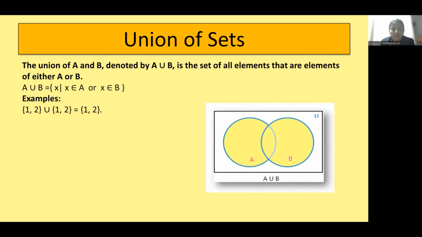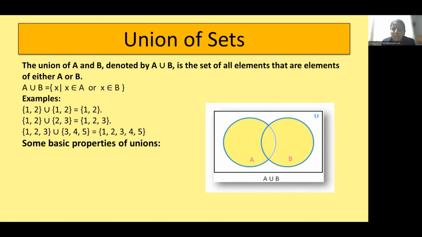For example, {1,2} union {1,2} is equal to {1,2}. {1,2} union {2,3} is equal to {1,2,3}. आता इथे बघा 1 2 युनियन 2 3 याच्यामध्ये 2 हे जरी दोनदा आलं असतं तरी आपण ते एकदाच काउंट करणार आहोत. 1 2 3. {1,2,3} union {3,4,5} is {1,2,3,4,5}.